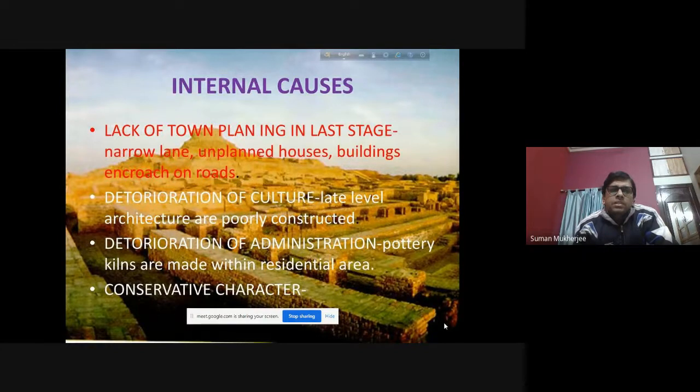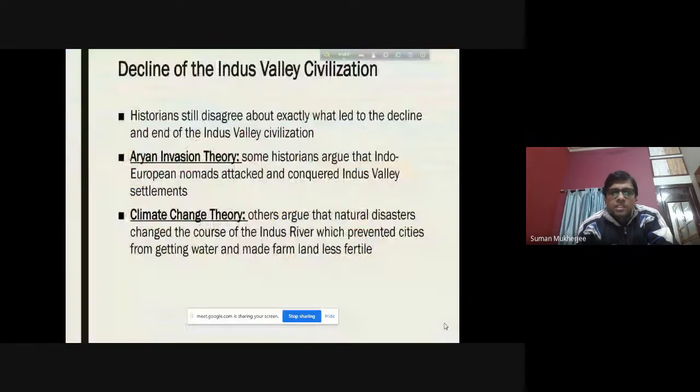Actually, the city lacked town planning in the last stage, because we all know that Harappan town planning was very impressive during the time. But there were narrow lanes, unplanned houses, buildings encroached on all the roads, and deterioration of culture. In the late level, architecture was poorly constructed, and there was deterioration of administration also. Pottery kilns were made within residential areas, and the people had a conservative character. So these are the internal causes which led to the decline of the Harappan civilization.